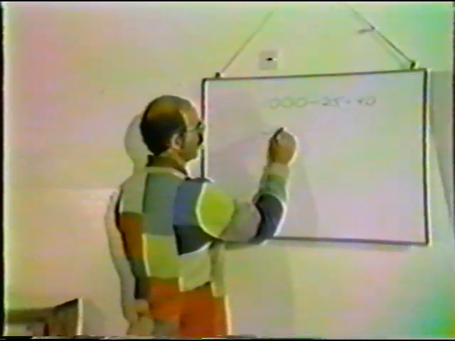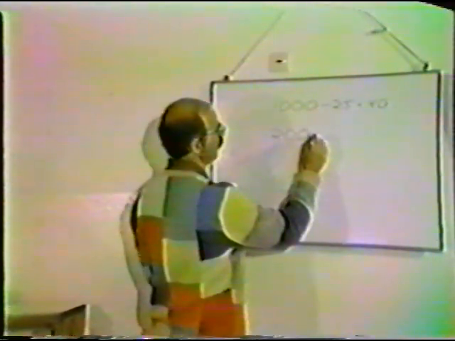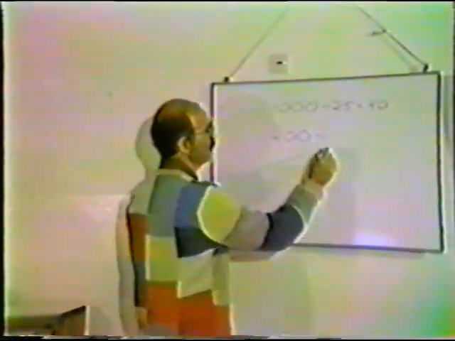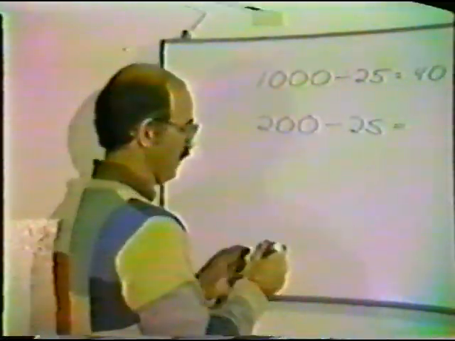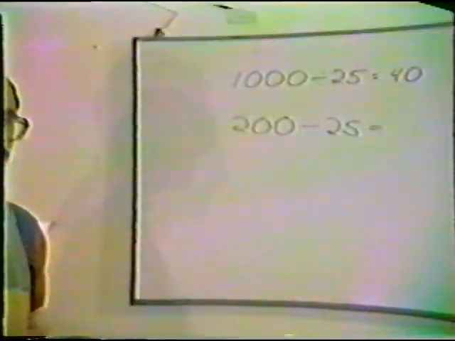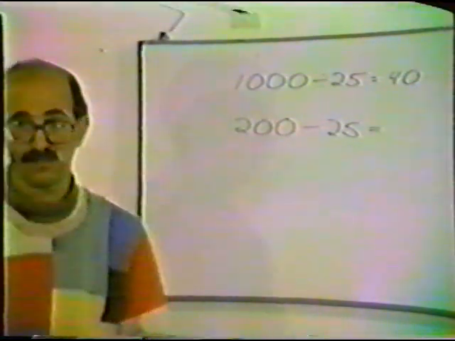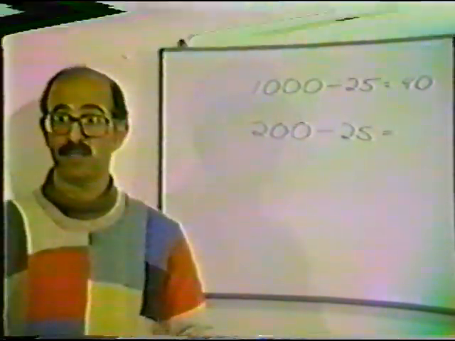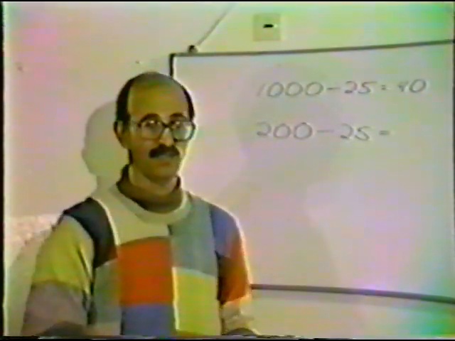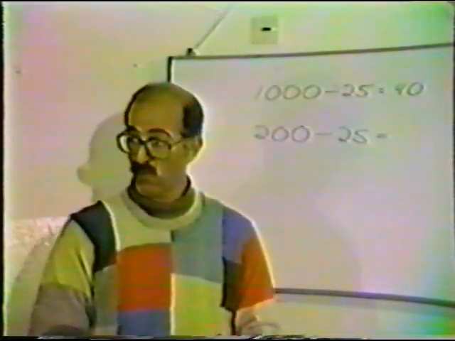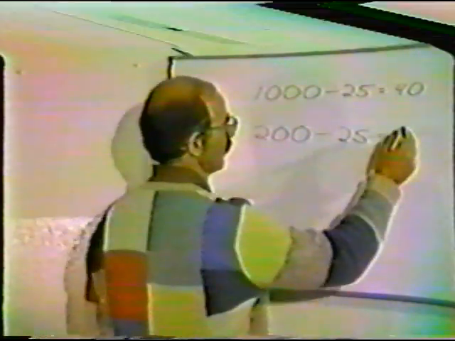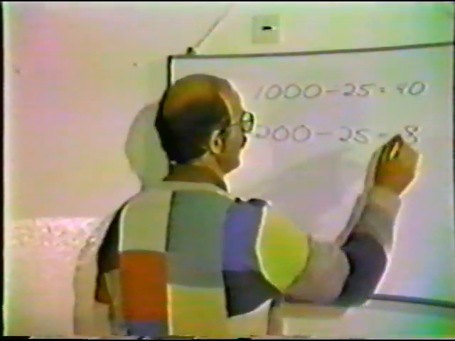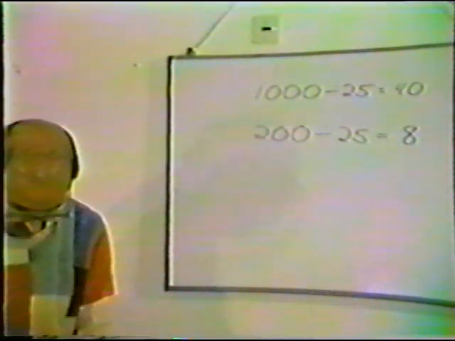Suppose I had a fraction and the numerator was 200 and I wanted to divide it by 25. I say, how many 25s in 100? 4. So how many in 200? 8. Because there's 4 in each one of those hundreds. So there are 8 in 200.